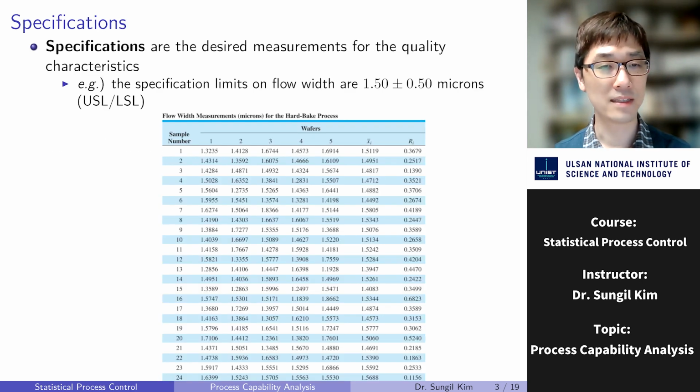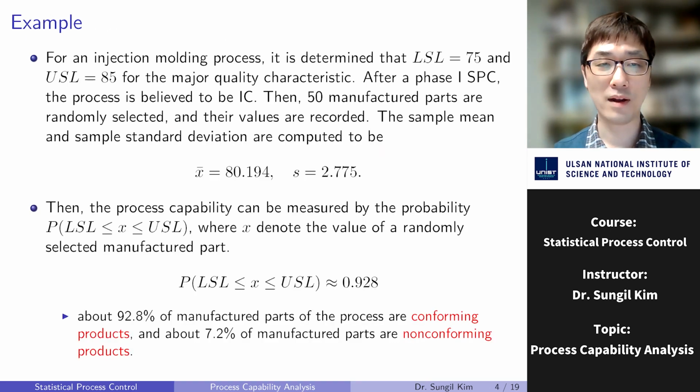What is specification limit? Specifications are the desired measurement for the quality characteristics. For the hard-to-bake process, which is an example we have seen, 1.5 plus minus 0.5 microns were the USL and LSL of the product. For an individual product, we can decide whether it is a conforming product or not based on the specification limit. For a process, we can compute the probability that the process yields conforming product.